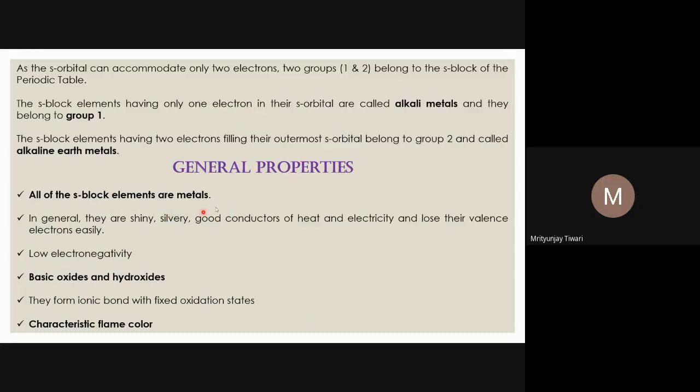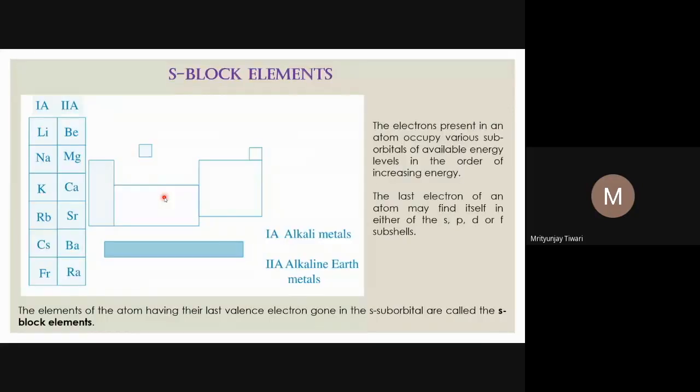So all of the s block elements are metals. Remember, they are all metals. If you look at the periodic table, all the s block elements are metals. All the d block elements are metals. All the p block elements are metals. And if you draw a diagonal line from here to here, all the elements which belong to this region, heavier ones mostly, are also metals.